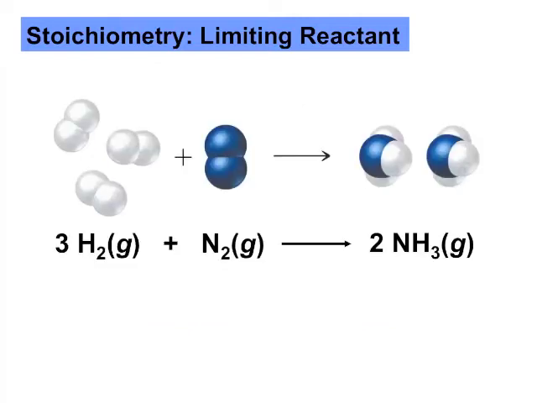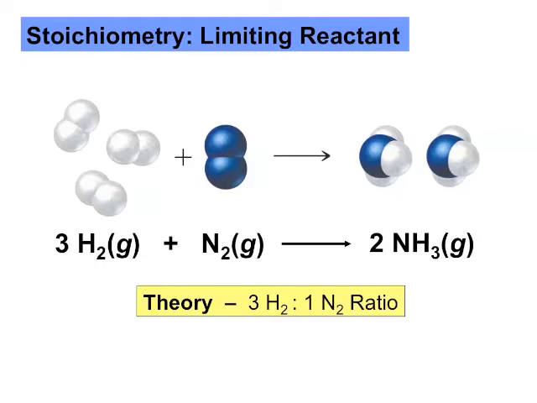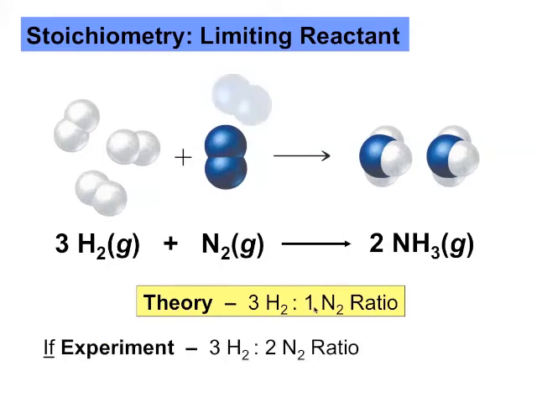Let's look at this again, but from the perspective of adding more nitrogen this time, excess nitrogen this time. Again, our recipe, or theoretical ratio from our balanced chemical equation, doesn't change. It's always going to be 3 to 1. But now, if we add an extra molecule or mole of nitrogen, our experimental ratio is 3 to 2. And we can just look at our pictures. We can see that we're not going to make any more ammonia, right?